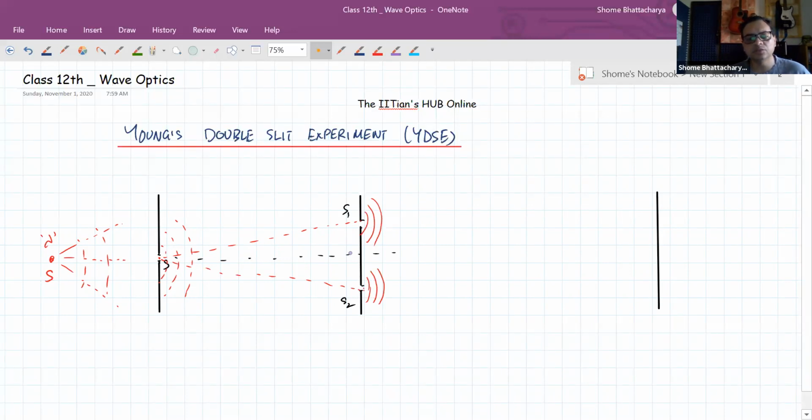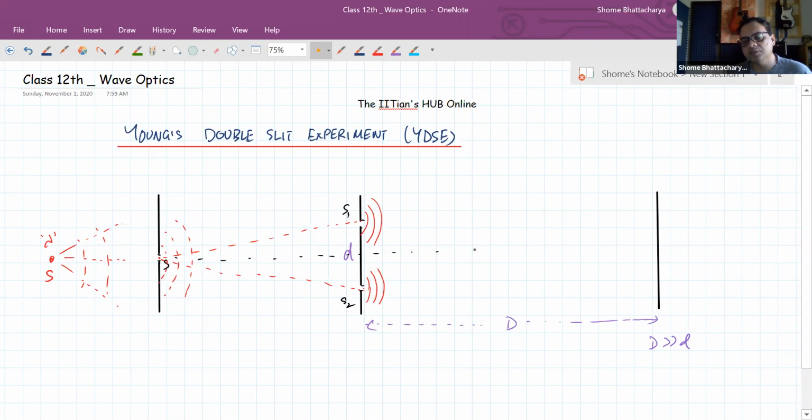So the distance between the two slits was d. The distance between the slit and the main screen on which we are observing the interference pattern was capital D. And we always arrange it such that capital D is very large compared to small d. So capital D will be typically of the order of a few meters, and small d will be of the order of millimeters, whereas the wavelength of light is of the order of 400 to 700 nanometers. That is the visible light's range of wavelength. So basically, that is the arrangement in a nutshell.